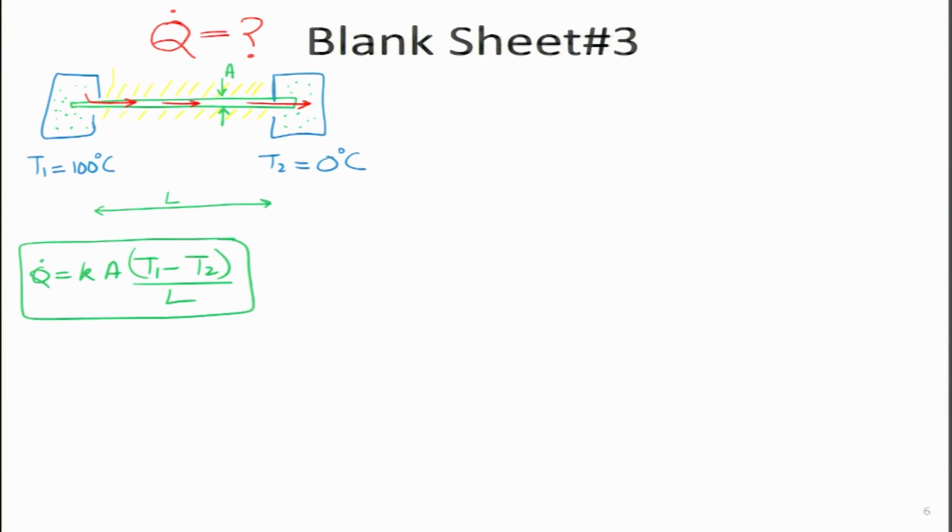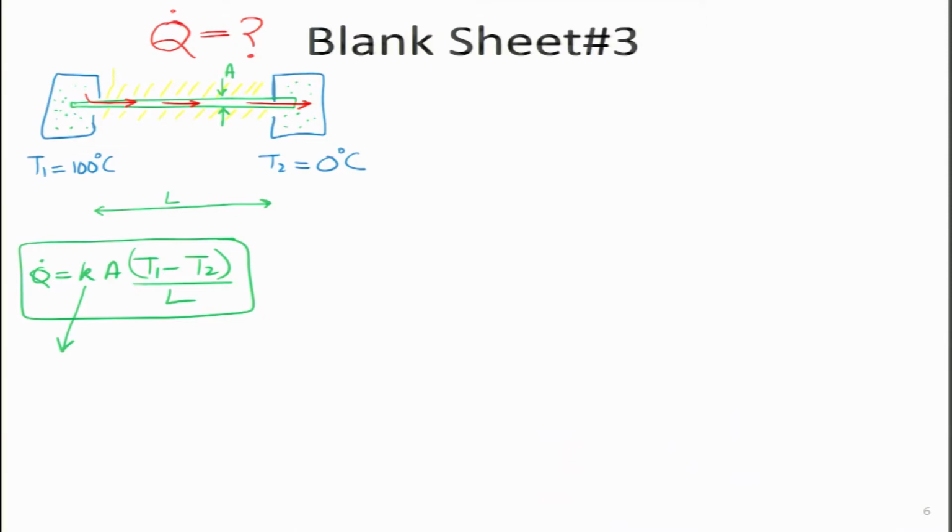Now, let us focus our attention on this material property K, because everything else is almost fixed. T1 is known to us at 100 degrees, T2 is at 0 degrees, the length is known to us as 10 meters, and the cross sectional area I will keep the same as in the previous example. I will keep it 1 millimeter by 1 millimeter, and now we will try and see if I change the material property K, what happens. So, let me draw a table over here just to illustrate this point.